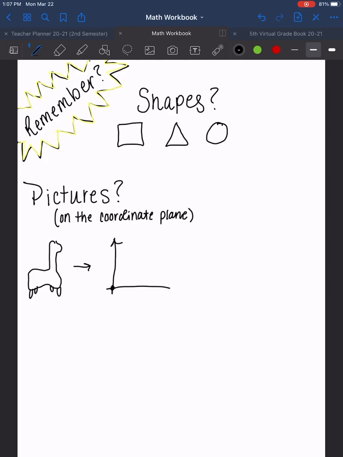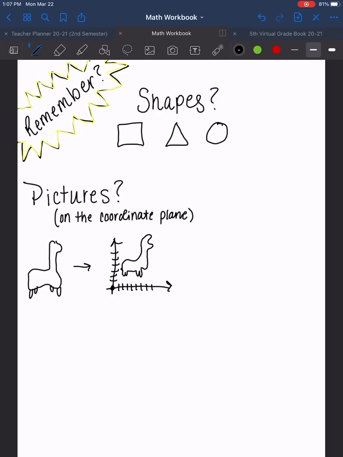So you guys were taken and ordered pairs, and you created pictures on a coordinate plane. Oh, here we go. Here's a better one. Look at this. Look, see? Whoop, whoop. I got a better one. That one looks much better. I don't know. It looks more like a dinosaur.